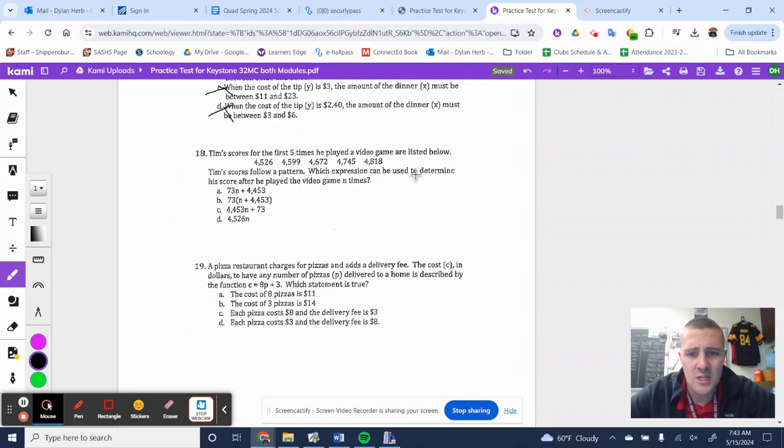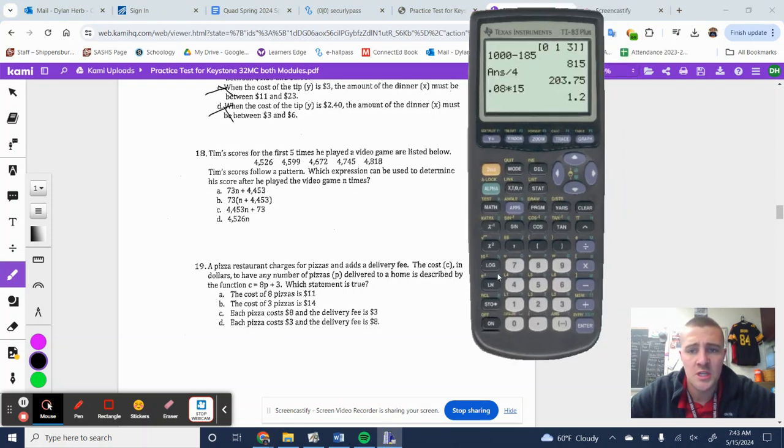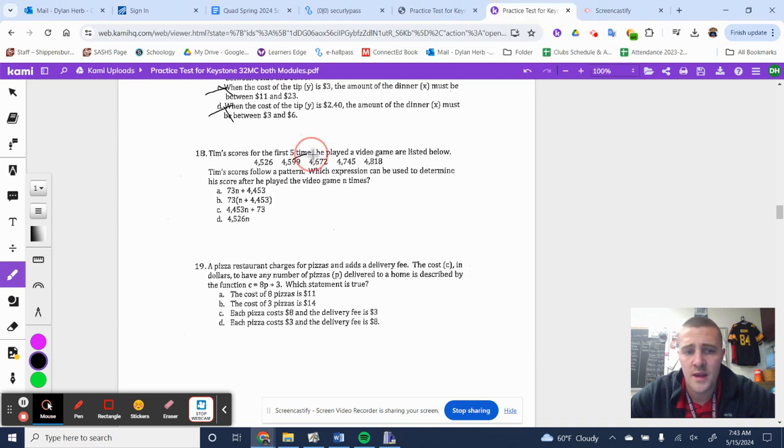Tim follows a pattern. Which expression can be used to determine his score after he played video games n times? So what you want to do for these ones is figure out how much this number is changing each time. If you just use subtraction, 4,599 minus the previous one, 4,526, it increased by 73. And you just want to check and make sure that it increased by 73 for the next couple ones. And it does. So it goes up by 73 each time. So 73 is the rate at which the numbers are changing. That's called your slope.